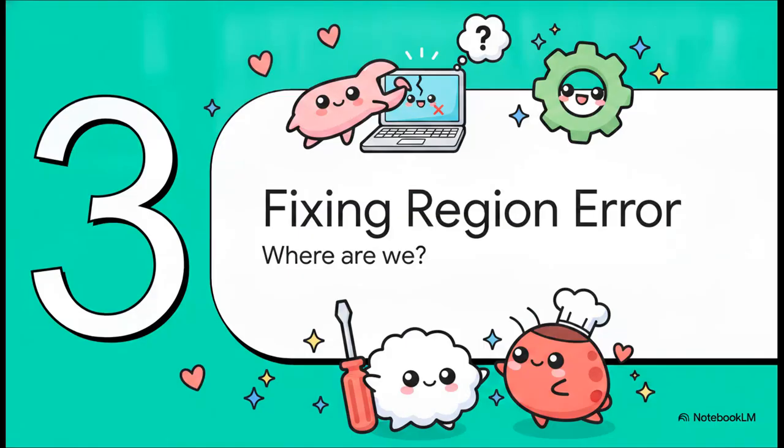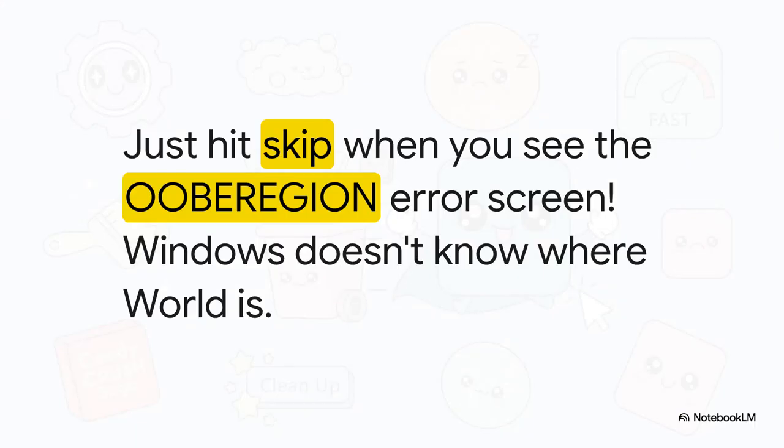Which brings us to Section 3, fixing the region error. Oops, where in the world are we? So outsmarting the installer does come with a couple of tiny, super easily fixable hiccups. The crucial thing here is that when you proceed with the setup after selecting English World, the Windows out-of-box experience, or OOBE for short, is going to hit a snag. You're going to see an error screen pop up that says OOBE region. But don't panic, you can safely just hit skip.